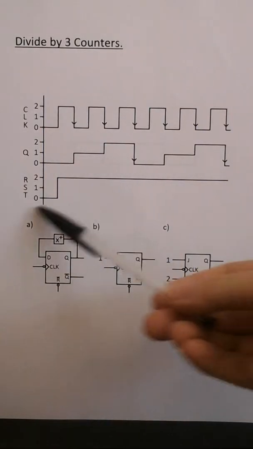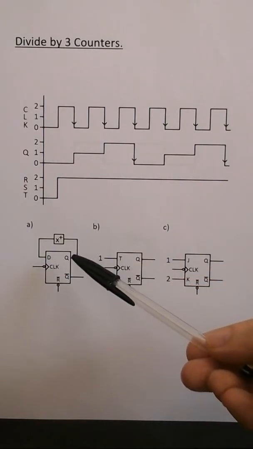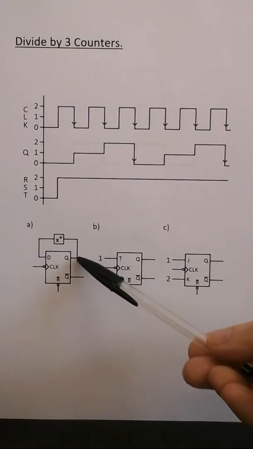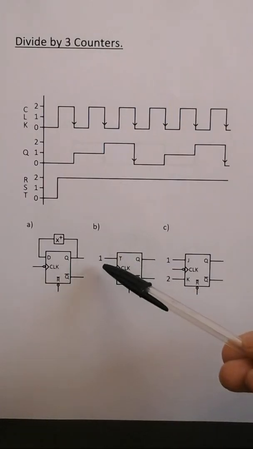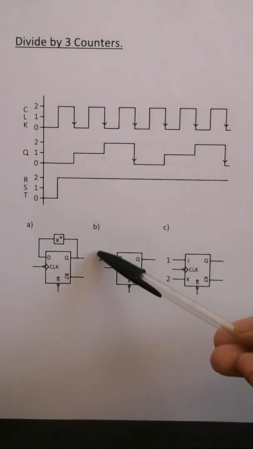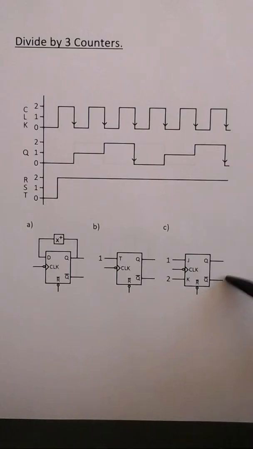So this is circuit A with a D flip-flop with a successor function from the Q to the D. This is circuit B with a T flip-flop with the input T set to 1, and this is the JK circuit with J set to 1 and K set to 2.